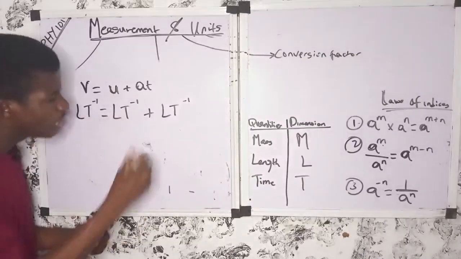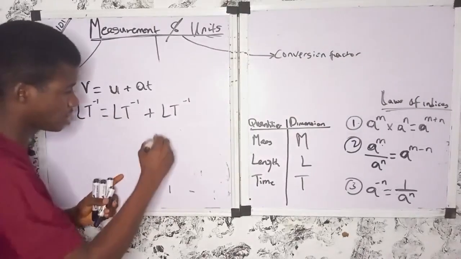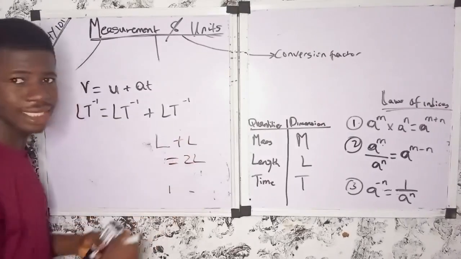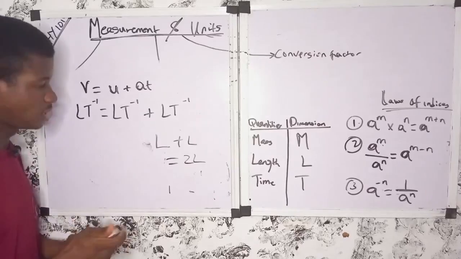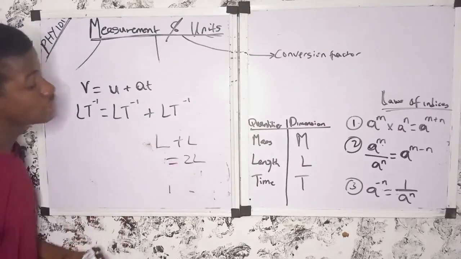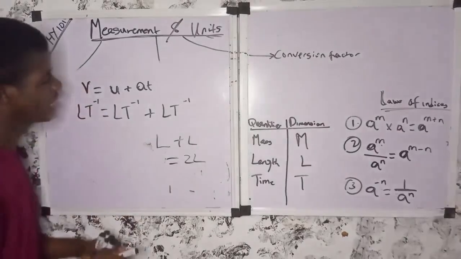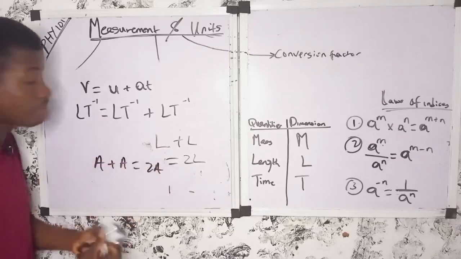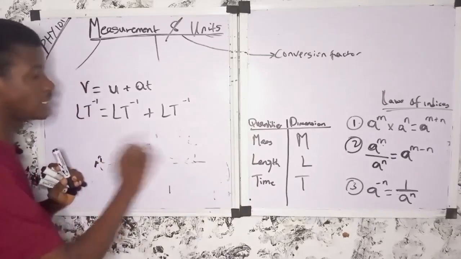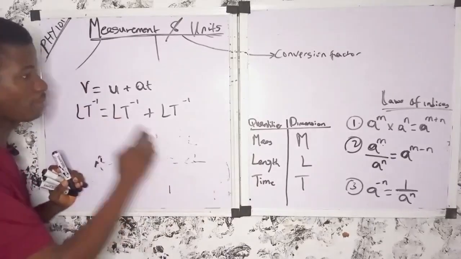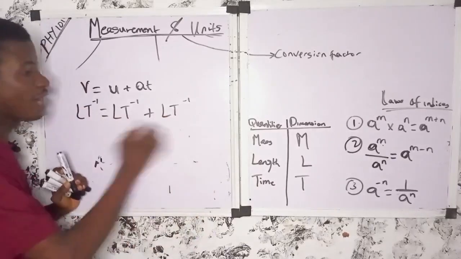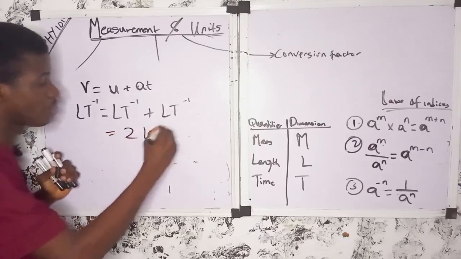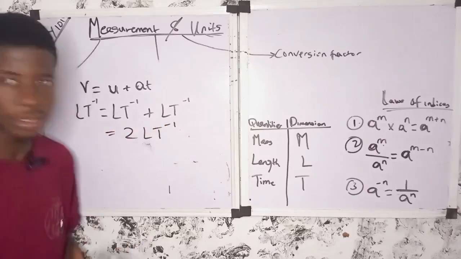Yes. In normal maths, L plus L will give us 2L, right? Yes. A plus A will give us 2A. Normal maths. Look at these two, they are the same quantity, right? L T to the power minus 1, L T to the power minus 1. If you add them, what will they give us? They will give us 2 L T to the power minus 1. Normal mathematics.